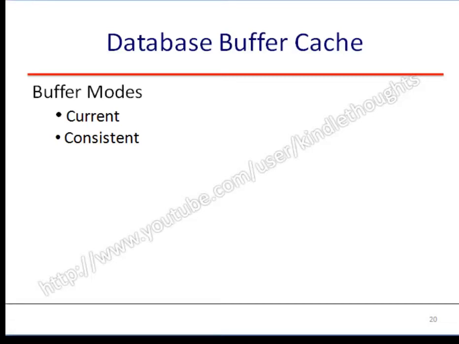Now, if this information is requested by a different session altogether, Oracle cannot show the uncommitted version of the data. So, in such scenarios, Oracle will use the undo information and it will create a read consistent view of the block. That is referred to as a consistent get. When Oracle reconstructs the block contents based on undo information, it is referred to as a consistent get. If Oracle doesn't have to do that, it is referred to as a current get.